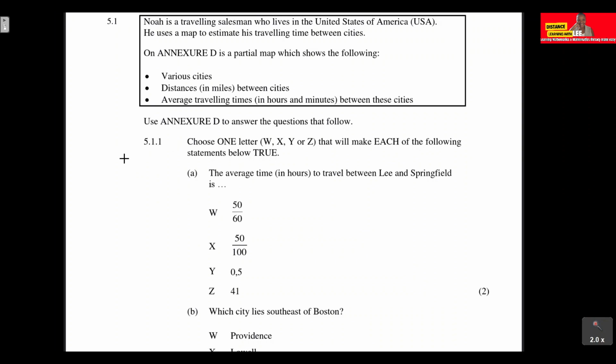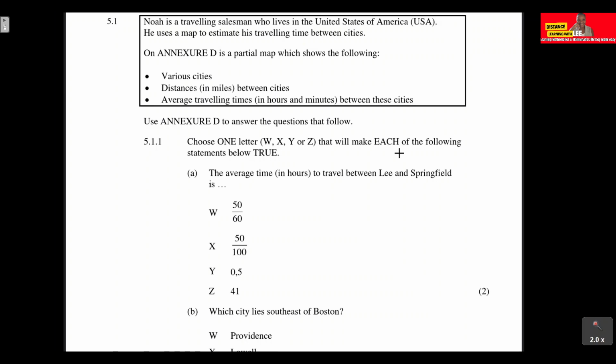Question 5.1.1 says choose one letter, W, X, Y, or Z, that will make each of the following statements below true. The first one says that the average time in hours to travel between Lee and Springfield is.